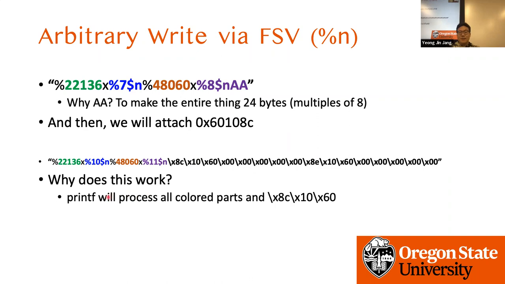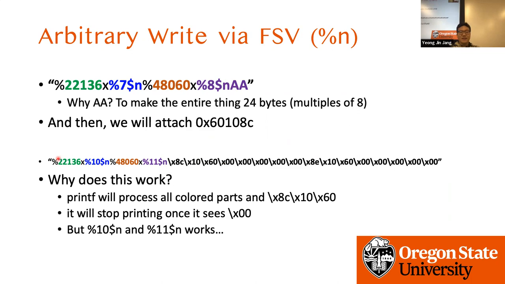So printf will process all the colored parts and then stop printing here. But for the colored parts, it only consumes the arguments. That's why it works.